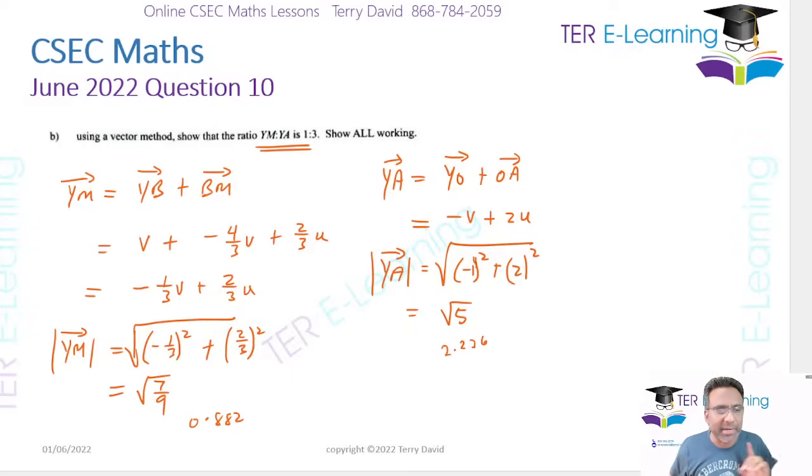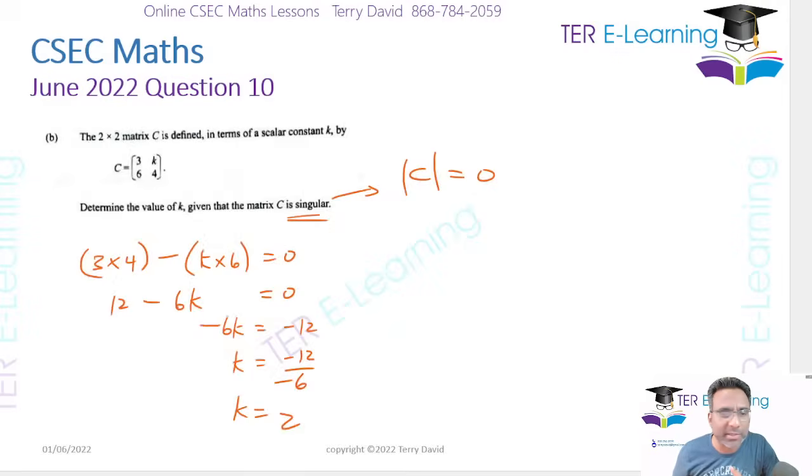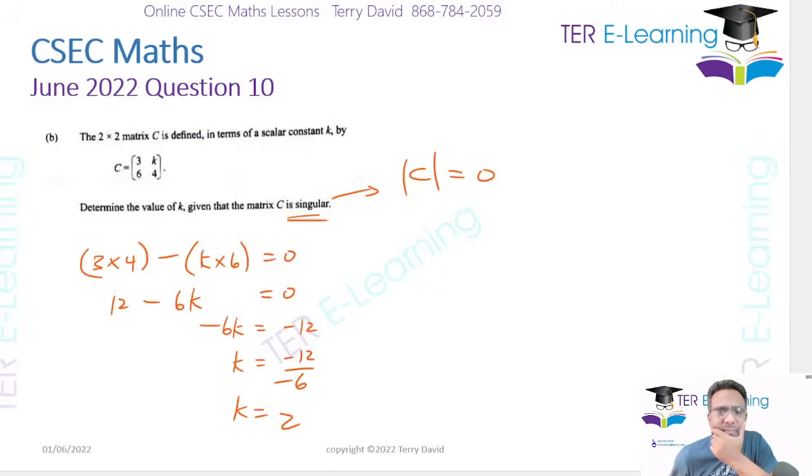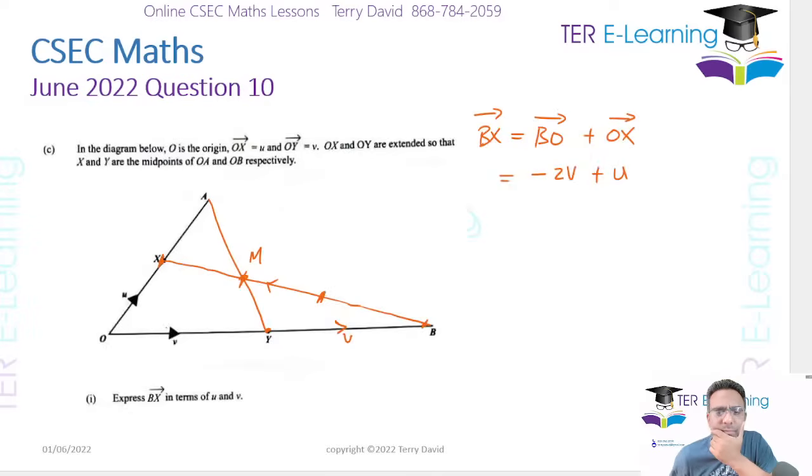Right, let me just double check something here. Let's make a check to make sure we're okay first of all. Let's start back with BX, make sure that's correct. BX is minus 2v plus u. Okay, so BX is correct.